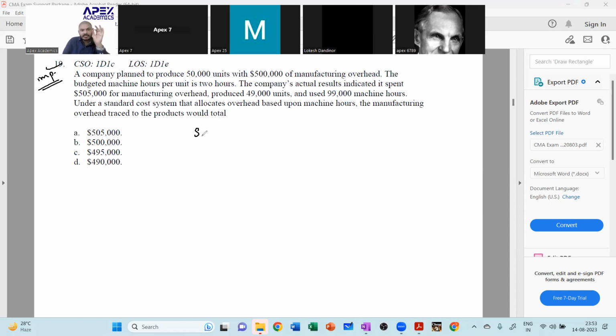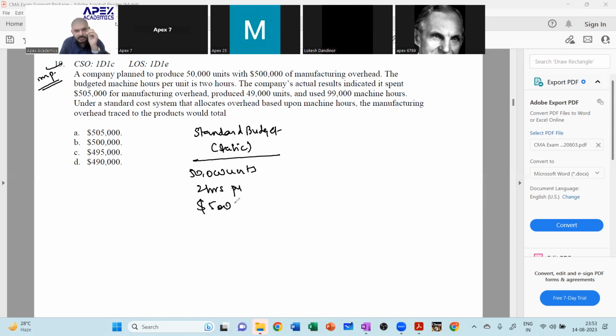My dear friends, you have your standard budget right here. Standard budget which is static. What is that? You will have 50,000 units, 2 hours per unit, and $5 lakhs of manufacturing cost. The company's actual results are given, and overheads are allocated on the basis of machine hours. So 50,000 units at the rate of 2 hours per unit is 100,000 machine hours.